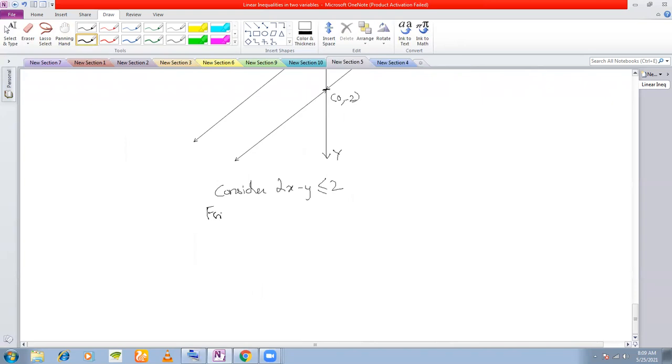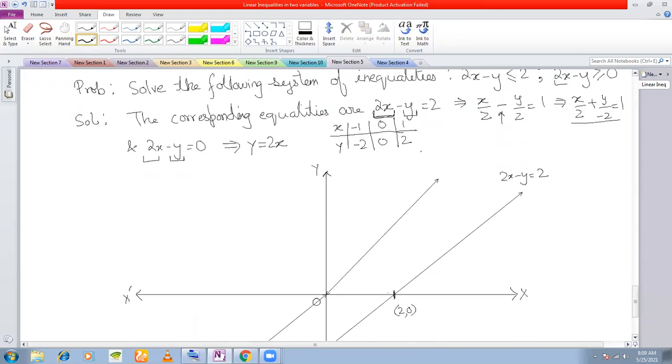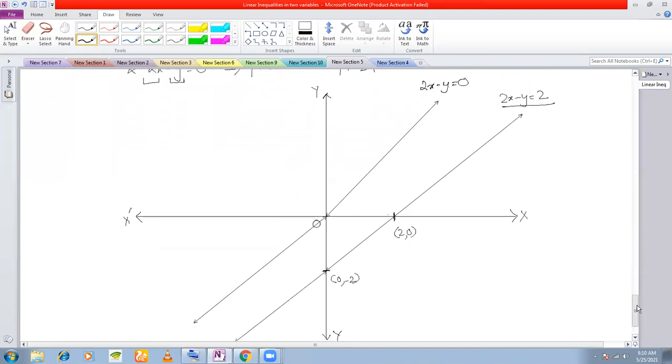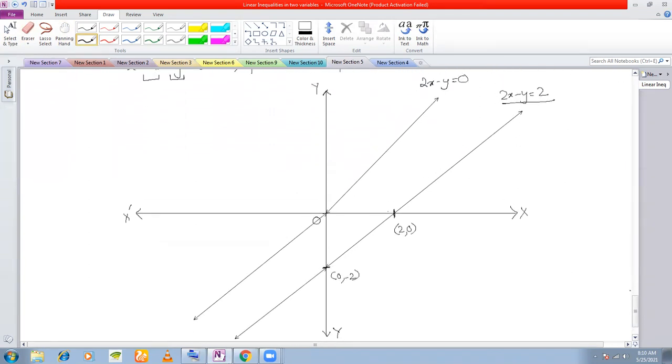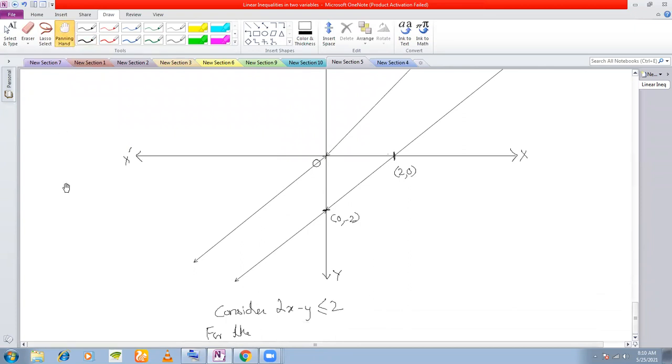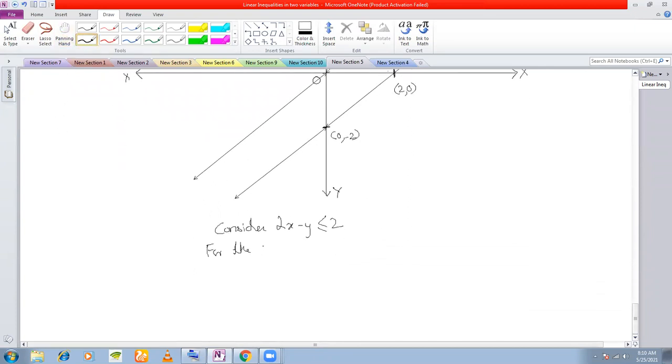For the point, let us take the origin here, because see this line here, let's write this equation also. This equation is 2x minus y is equal to 0. Now this straight line 2x minus y is equal to 2 has an origin side and a non-origin side, isn't it? Now that means we shall put the coordinates of the origin in the inequality and check whether it satisfies the inequality.